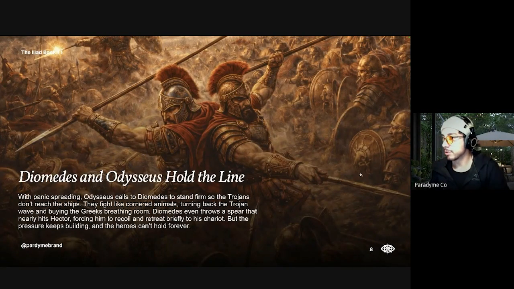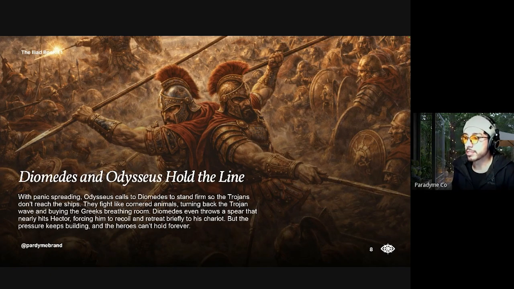Diomedes and Odysseus hold the line. With panic spreading, Odysseus calls to Diomedes to stand firm so the Trojans don't reach the ships. They fight like cornered animals, turning back the Trojan wave and buying the Greeks breathing room. Diomedes even throws a spear that nearly hits Hector, forcing him to recoil and retreat briefly to his chariot. But the pressure keeps building, and the heroes can't hold forever.